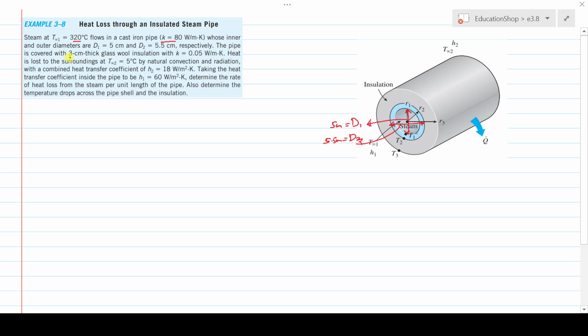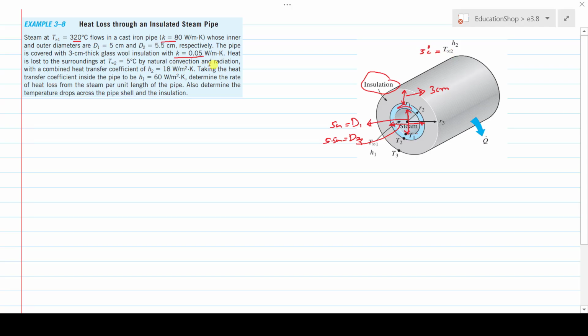The pipe is covered with 3 cm thick glass wool insulation. This is the insulation that is provided on this pipe, and the thickness of this insulation is 3 cm. The thermal conductivity of the insulation is 0.05 watt per meter Kelvin. Heat is lost to the surrounding at a temperature of 5 centigrade. The surrounding temperature is T infinity 2, let's say, and its temperature is 5 centigrade.